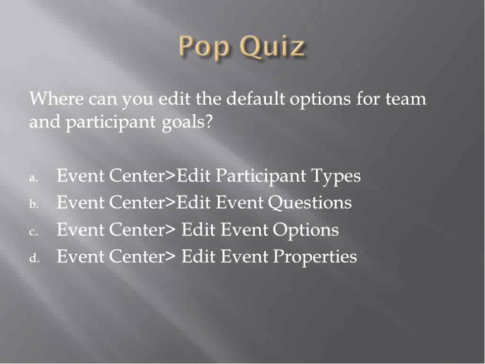Pop quiz time. Where can you edit the default options for team and participant goals? Let's see how you did. The correct answer is C, in the Event Center, Edit Event Options.